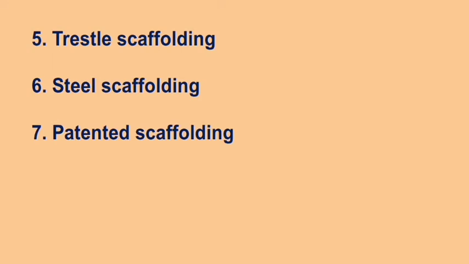Sixth one, steel scaffolding. In place of timber, steel tubes can be effectively used for scaffolding work. The scaffolding can be used up to any height. It is strong and more durable. It can be easily erected and dismantled.